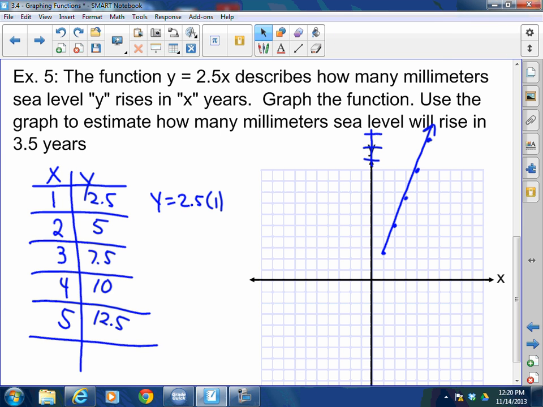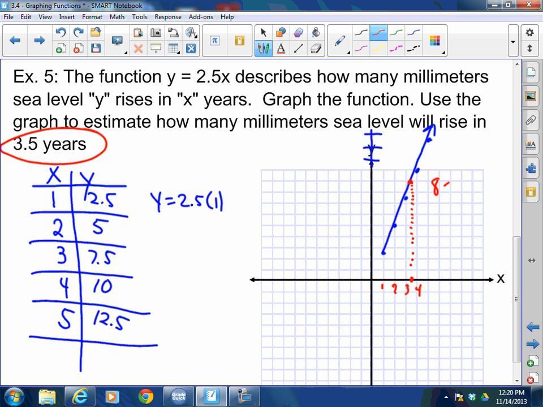Now, they want to know, estimate the sea level in 3.5 years. Well, you got 1, 2, 3, 4. 3.5 is roughly here, right? So just follow it up. And what is it roughly? I would accept anywhere from 8 to 8.5 because we have an estimate. Now, yes, exact value, you plug it in, you're going to get 8.25. But by the graph, you estimated that it's between 8 and 8.5.